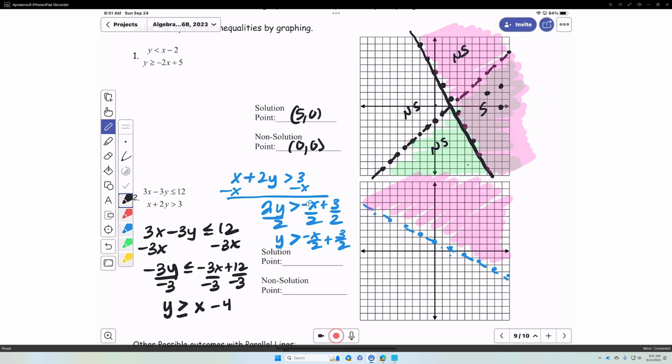So the y-intercept is negative 4. 0, negative 4 is the location. And the slope is 1 over 1. So the rate of change is up 1 over 1 or go down 1 over 1.